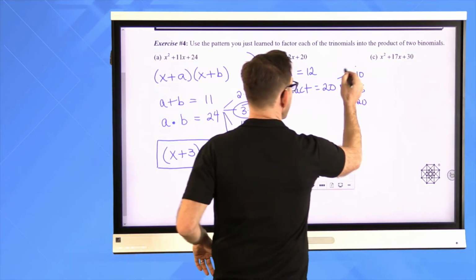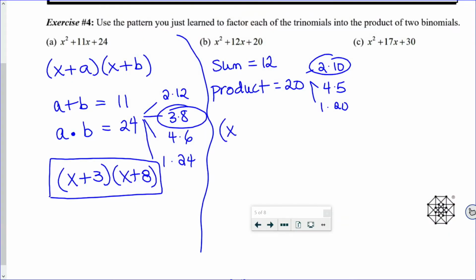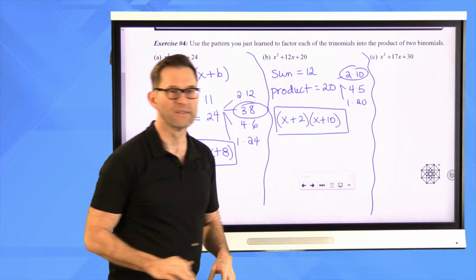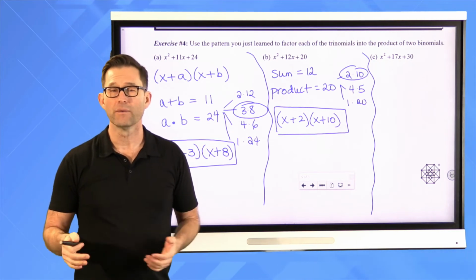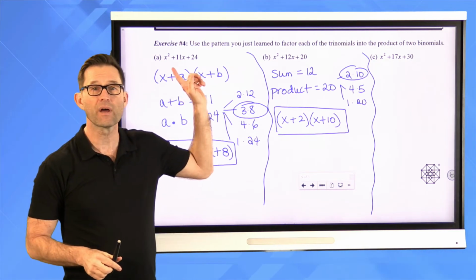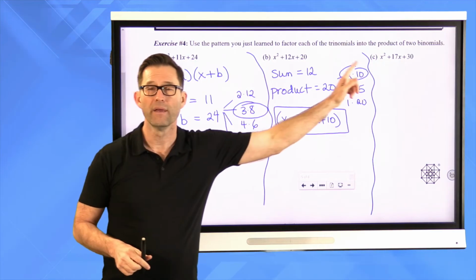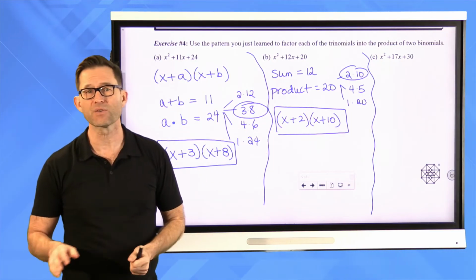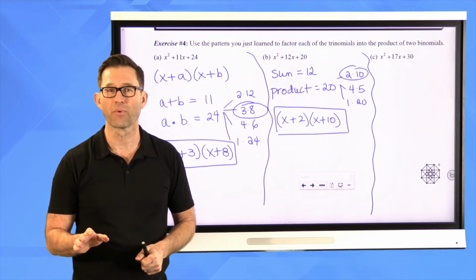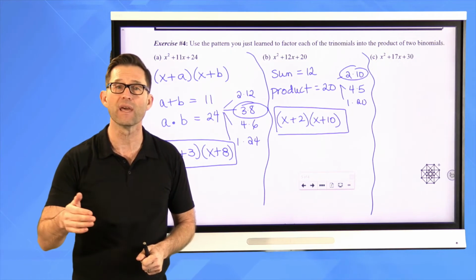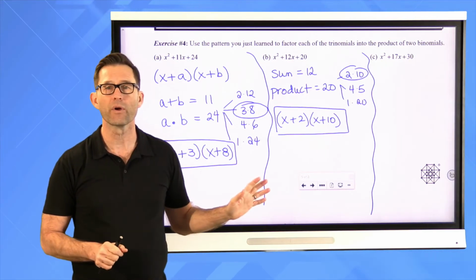That's the first one, right? It's 2 times 10. So this thing must factor as x plus 2 times x plus 10. It's as easy as that, all right? Now again, this little pattern only works if the leading coefficient on x is equal to 1. If that's a 2x squared, a 3x squared, a 4x squared, then this becomes a much more challenging process, okay? And we'll look at that a little bit towards the end of this unit. But for now, we're only going to worry about this.